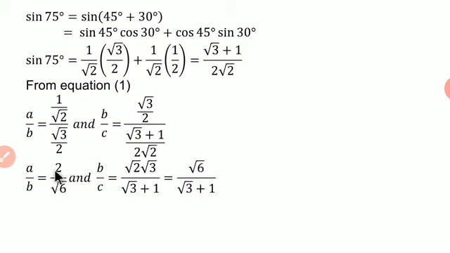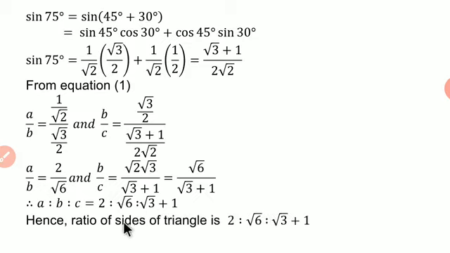which means from this A is 2, B is root 6 and C is root 3 plus 1, and therefore we get A as to B as to C is equal to 2 as to root 6 as to (root 3 plus 1). And hence the ratio of sides of the triangle is 2 as to root 6 as to (root 3 plus 1).